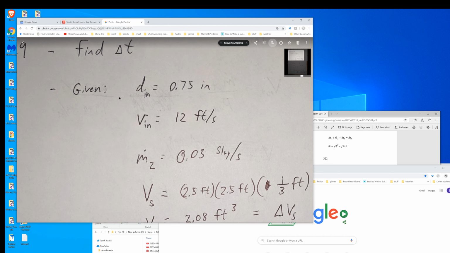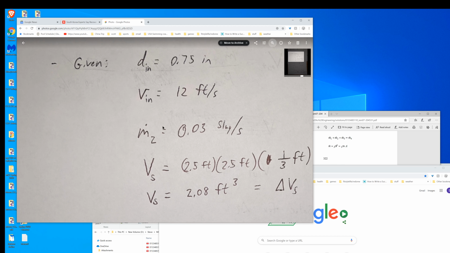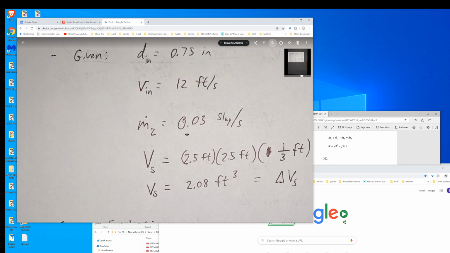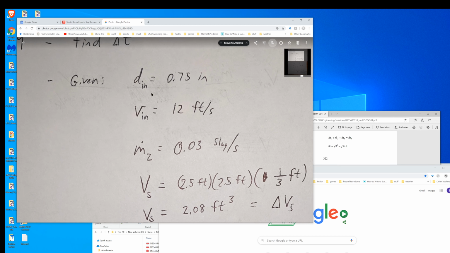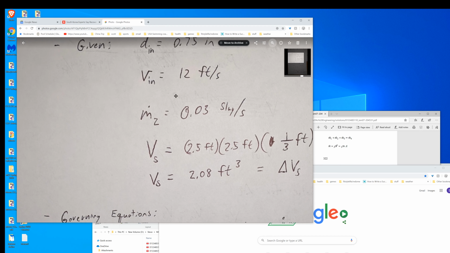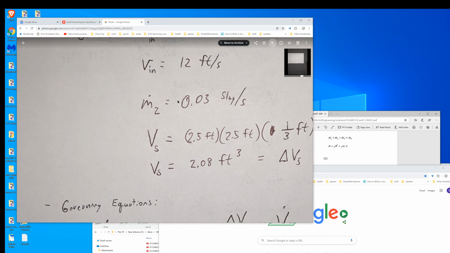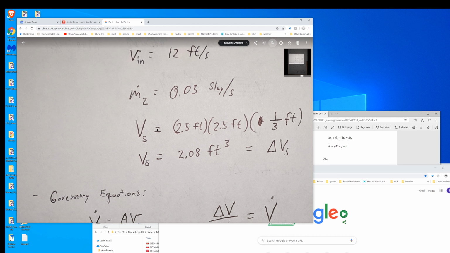What I define is the diameter in, this is the shower head diameter, the velocity of the water coming in, and here's the mass flow rate. I use this as a mass flow rate out, going through the drain. So we're given some information here in terms of how the water's coming in to the shower and how water's leaving it. The last thing I did here was come up with the volume for the shower.